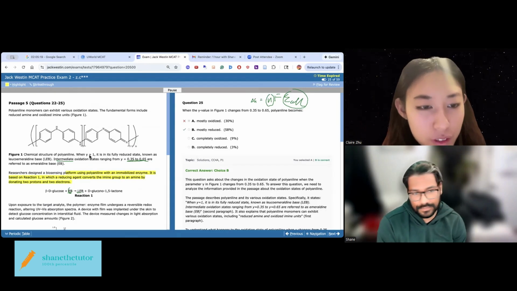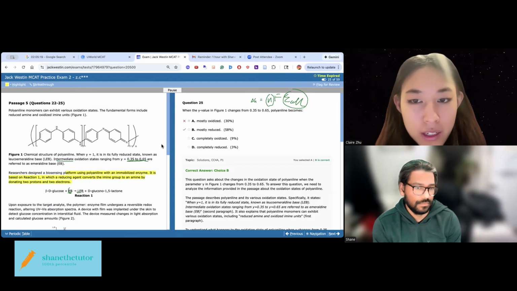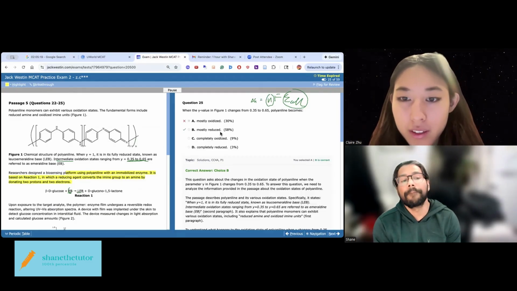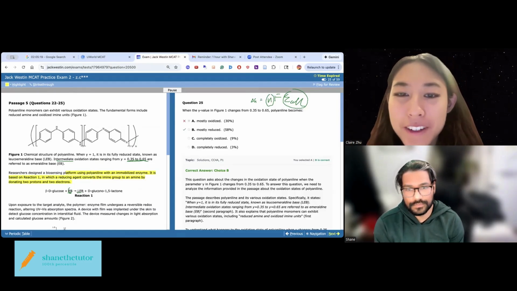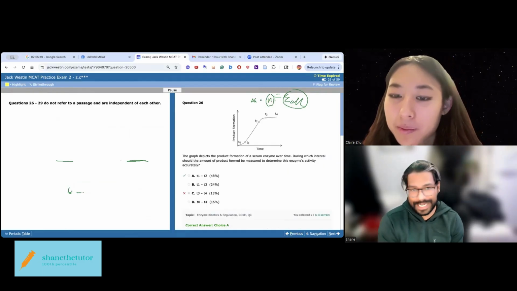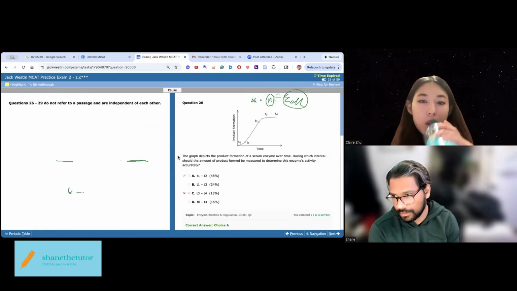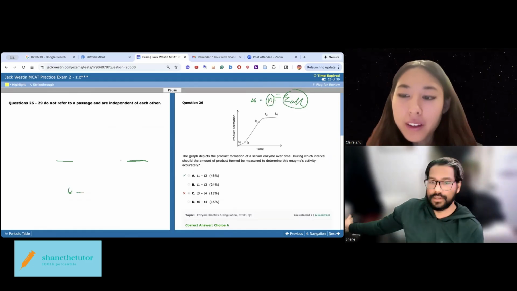And I guess I should have also read the fact that it says when y equals one, it's a fully reduced state, so it's moving more towards a reduced form. I don't know why I chose oxidized. So for that one, you had the right idea in that you noticed it said intermediate. Okay, this one makes sense.